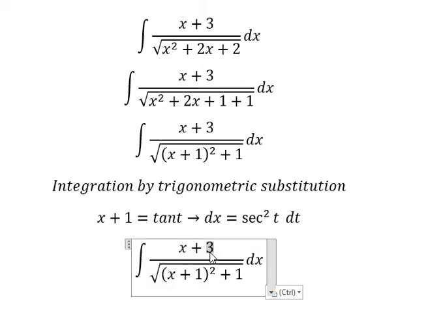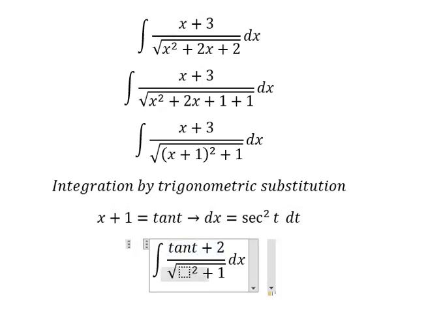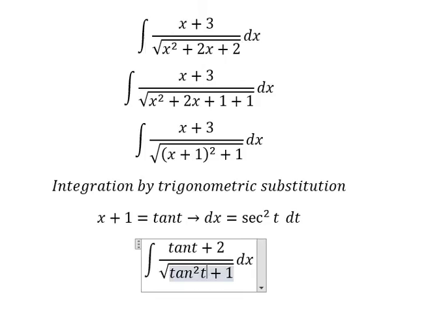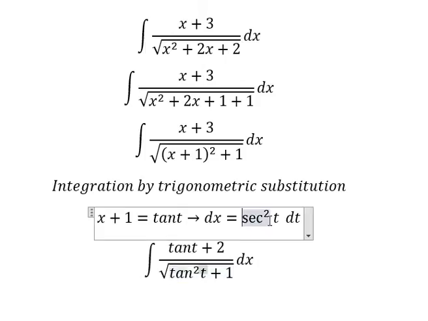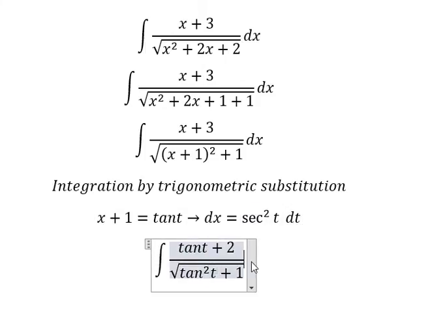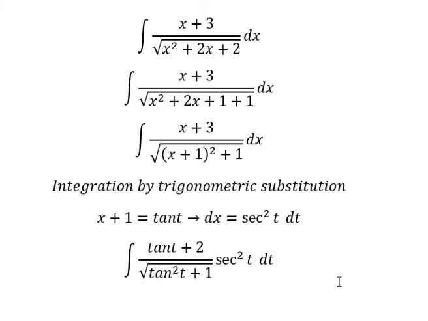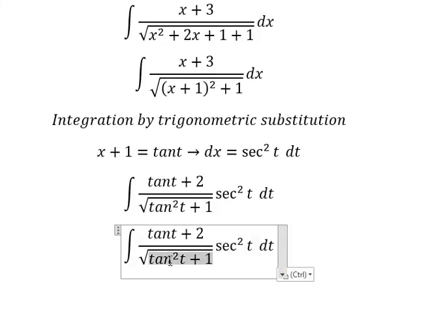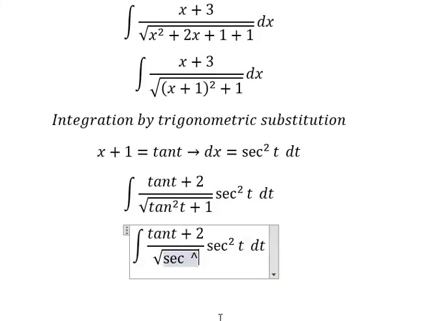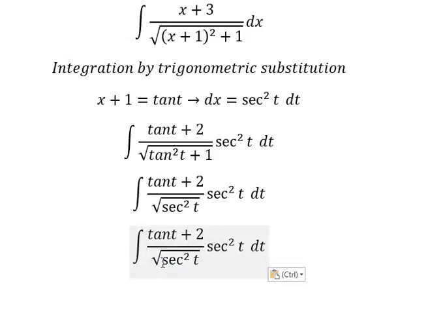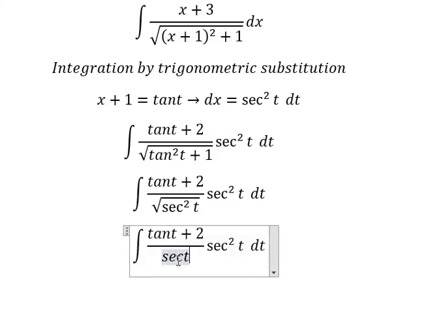So number 3, that is about 1 plus 2. So this one we change by tan t. Similar for this one. About dx, we change by this one. So this one you get sec² t. The square root of sec² t, we have sec t.